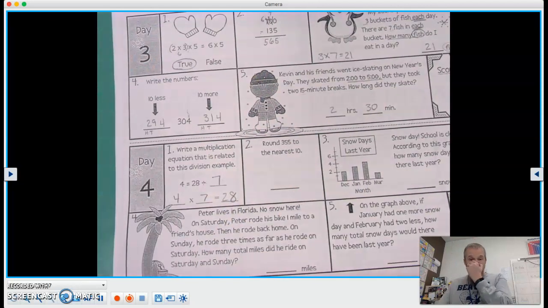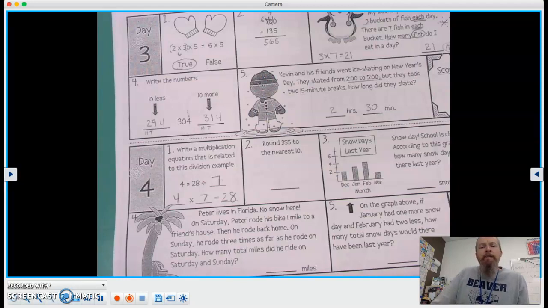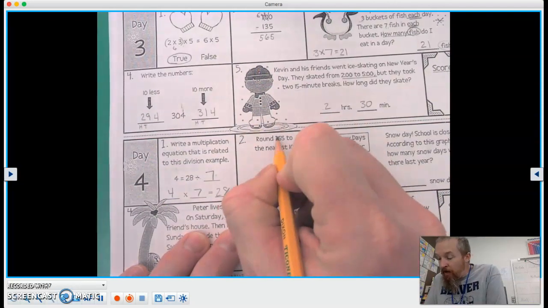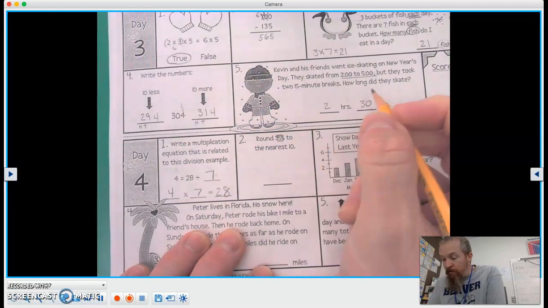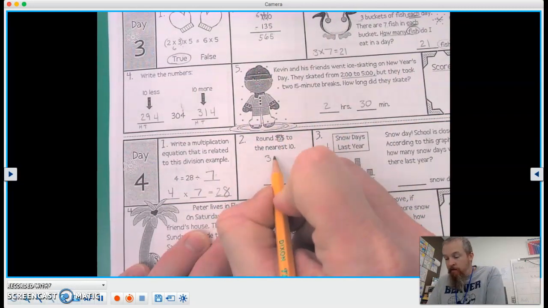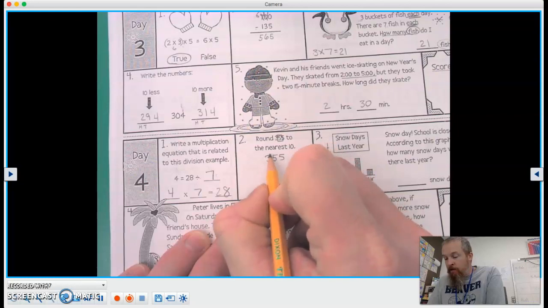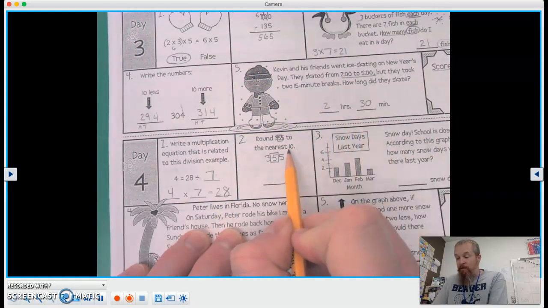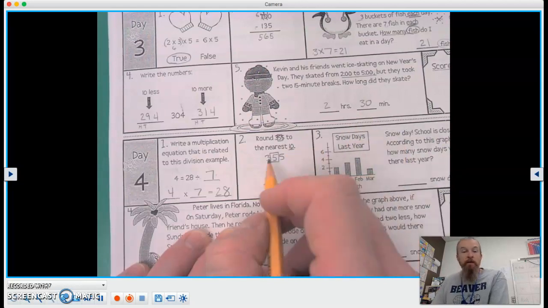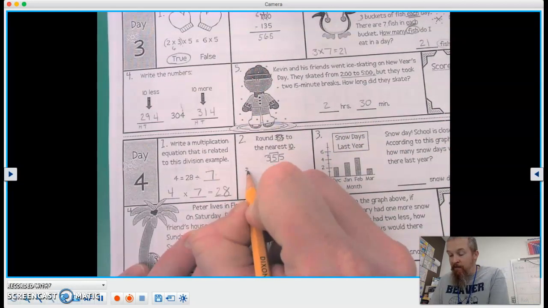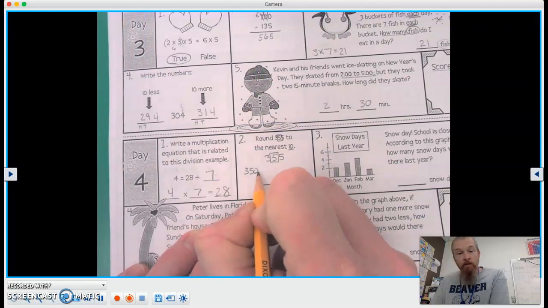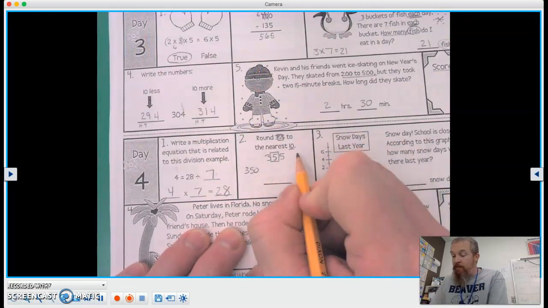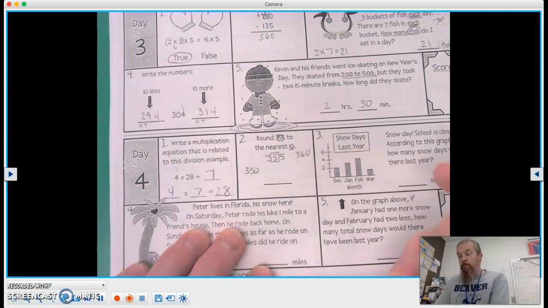All right. Number 2, round 355 to the nearest 10. So we know right here, 355, and I'm going to write it out here again too. We're looking at this number to start. That's in our tens place, and it says round to the nearest 10. So 350 is going to be one of our two possible choices. 1 more than 5 is 6, and 360 would be our other one.